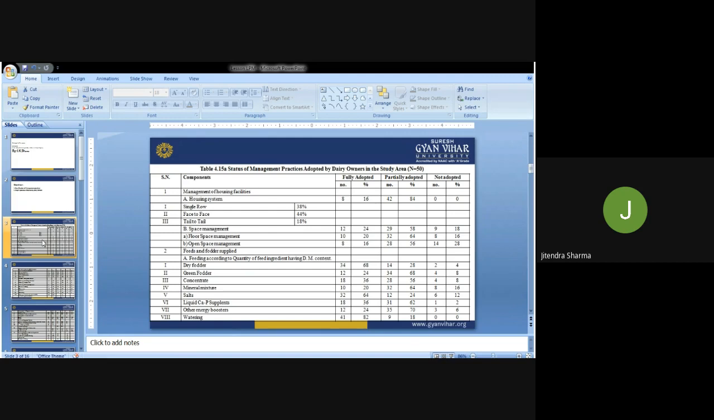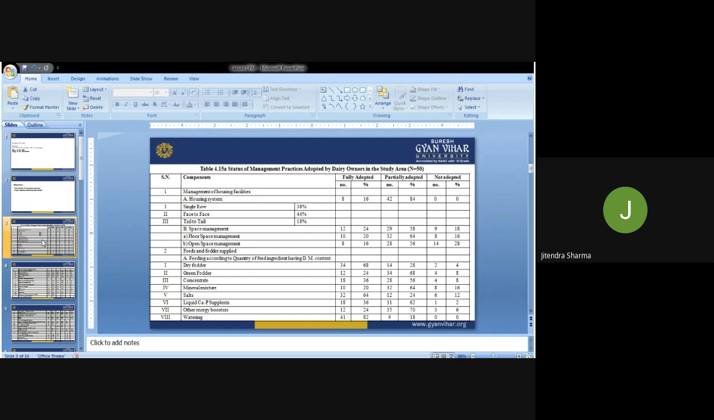As far as the management of housing facility is concerned, 84% provide the housing facility partially, but they are not following the scientific parameters laid down by scientists for housing or domestication of dairy animals, either in stall feeding or in the open system. But only 16% of people in the Jaipur region follow almost all parameters of housing in their dairy farms.